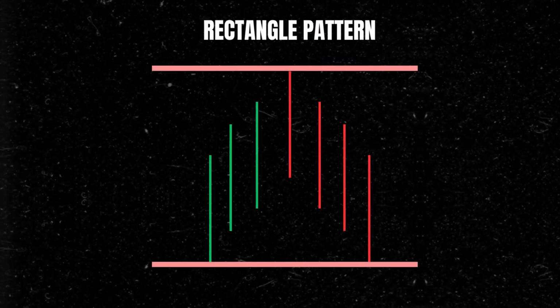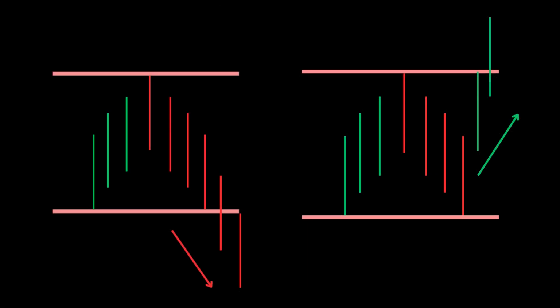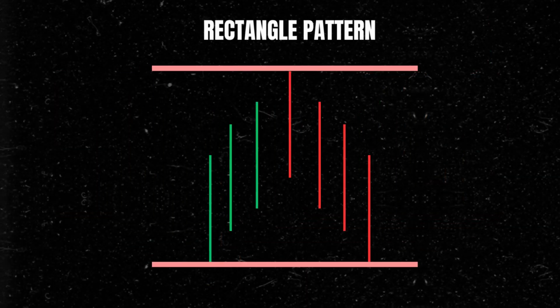A rectangle pattern is a continuation chart pattern and occurs when a market trend has paused for a moment before it breaks out. The price gets bounded within parallel support and resistance lines. After the consolidating period, the price will move in the original direction of the trend. There are two types of rectangle patterns, a bearish one and a bullish one.